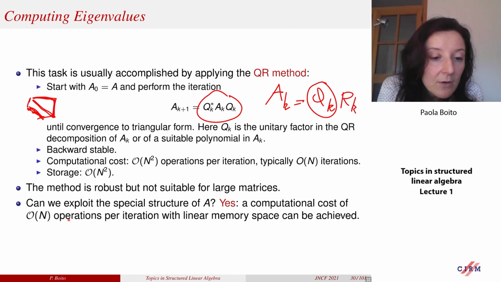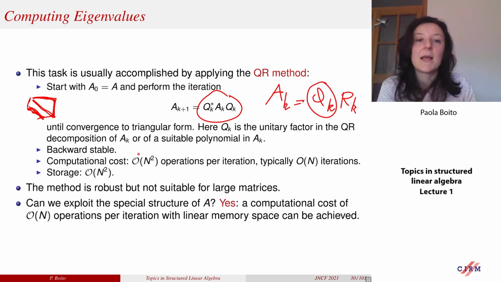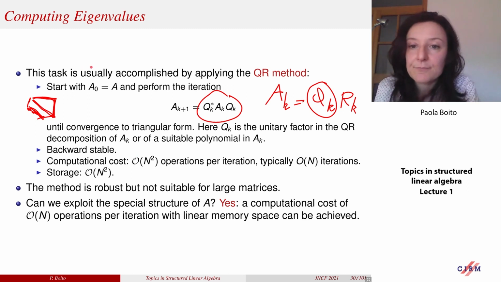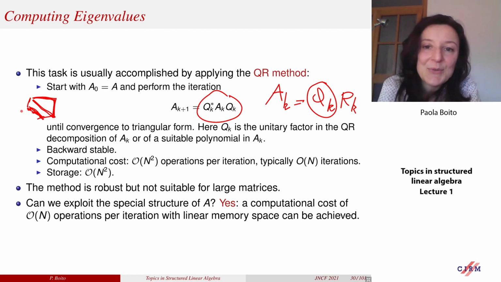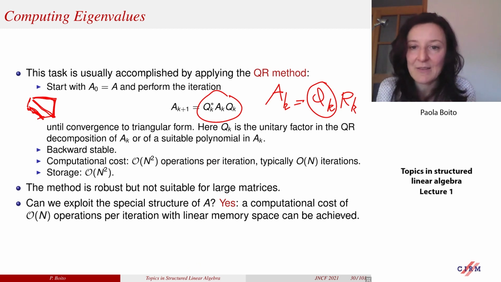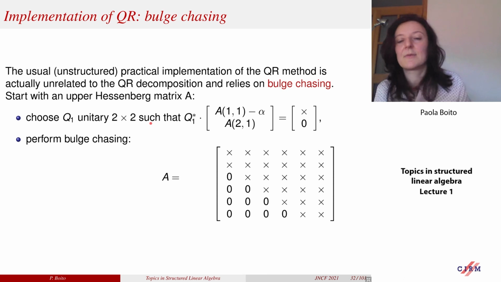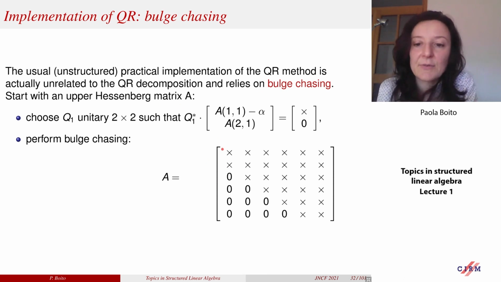Why is each iteration O of n? I'm going to explain the procedure in a moment. Or maybe we can go straight away to the way it works.